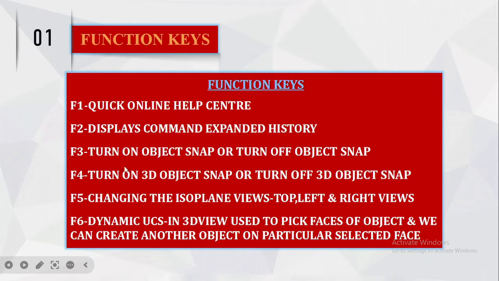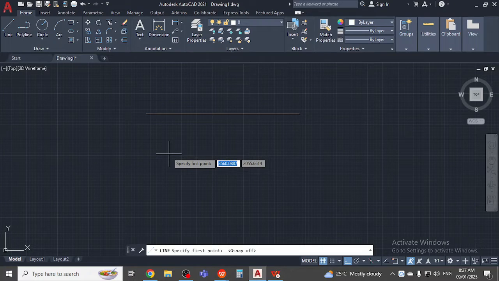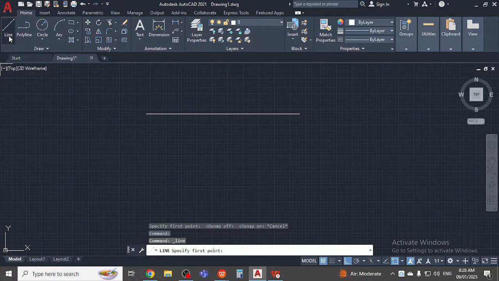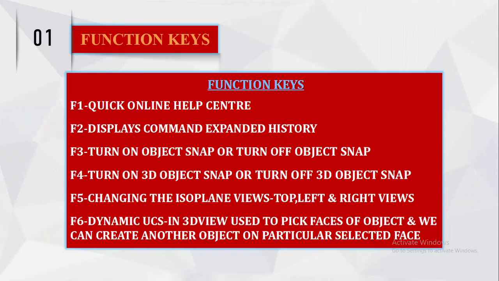F3 turns object snap on or off. Object snap is useful to find the midpoint and endpoints. So I need to turn on F3, and now the object snap will be on. If I take the line command now and place the cursor on that existing line, here we can get the endpoint and midpoint.